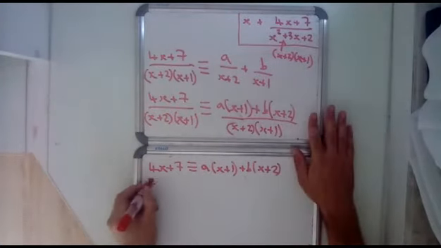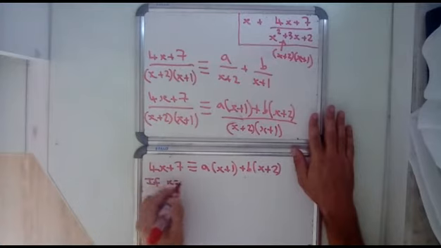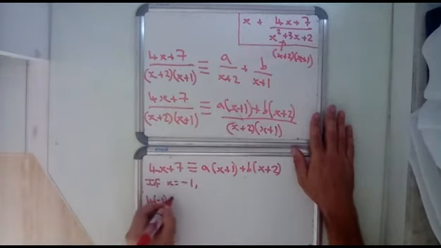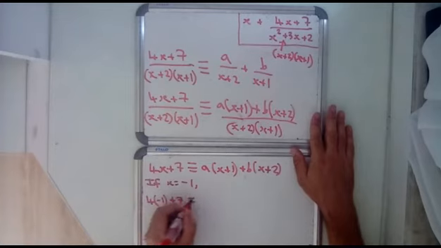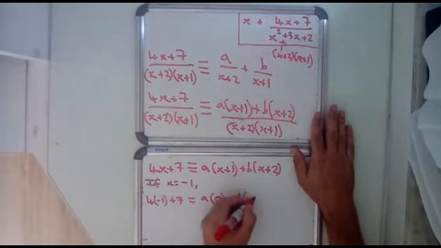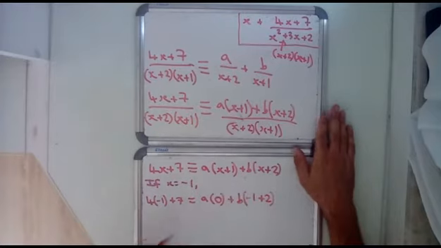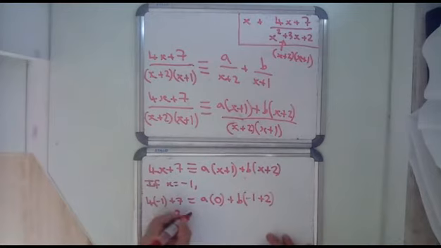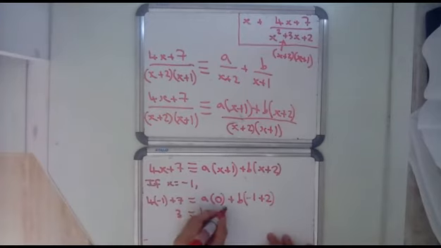So if x equals minus 1, 4 times minus 1 plus 7, that's the left hand side, equals A times (minus 1 plus 1), which is 0, plus B times (minus 1 plus 2). So that is minus 4 plus 7 is 3, equals 0 plus B. So 3 equals B.